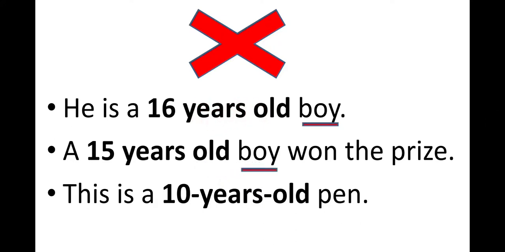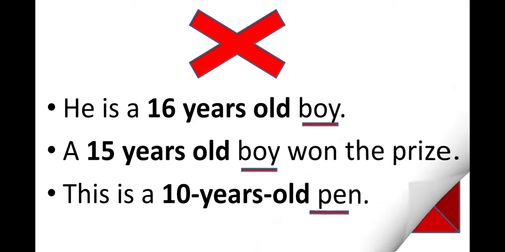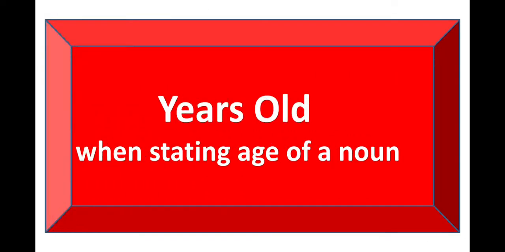So here also we have a noun after the phrase, and here also we have a noun after the phrase. So all these sentences would be wrong if we write "years old." Okay, now "years old." We use this phrase when stating the age of a noun. So look at these examples.